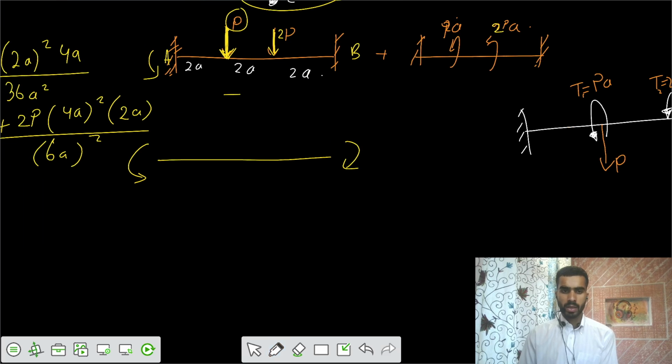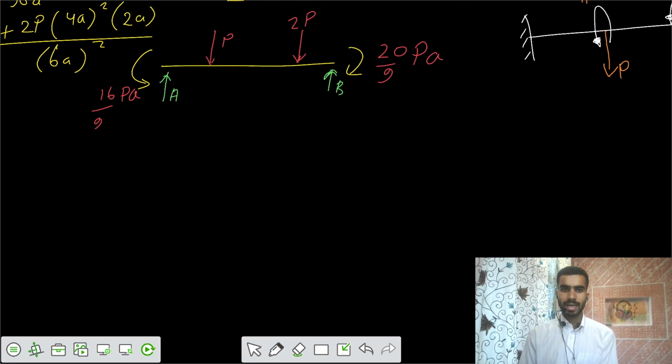We have solved those and they come out to be equal to 16/9 PA, and this one is 20/9 PA, and there was some loading of P here and a loading of 2P at this location. Now we want to get the values of the reactions. Let's say this is some reaction A and there's some reaction B.